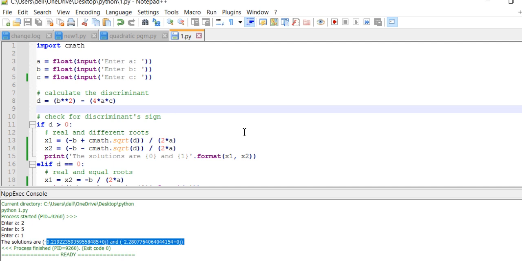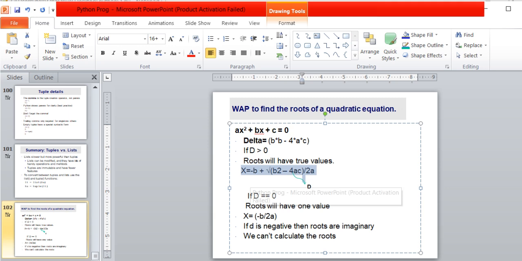I hope all this concept is clear to you: how to find the roots of a quadratic equation in Python, and what the logic behind this is.